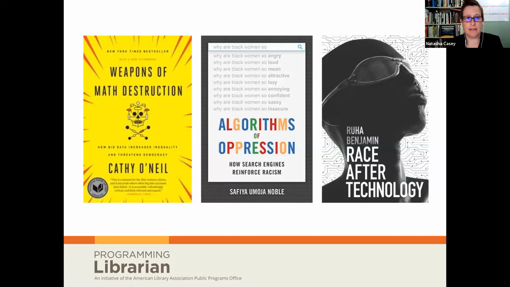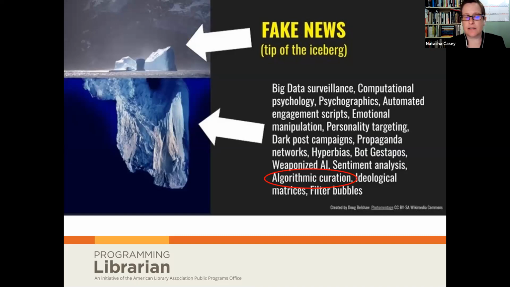But that's why I think Doug Belshaw, who created this image you see right now, contends that fake news is the tip of the iceberg. Right. And it's obviously something that garners a lot of mainstream media attention with good reason. But he argues basically we need to pay much more attention to what's underneath the iceberg, the far bigger iceberg. And part of that is this algorithmic curation. And he says that we should be focusing our time and energy on understanding that in order to understand the little piece that we see that's visible at the top.